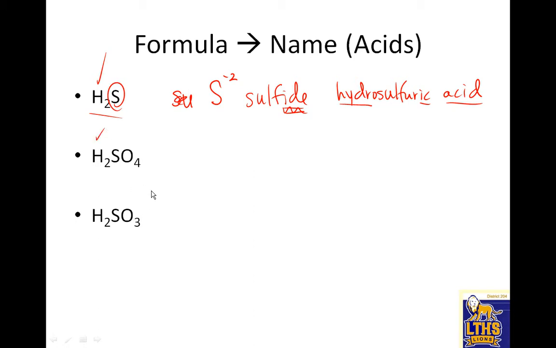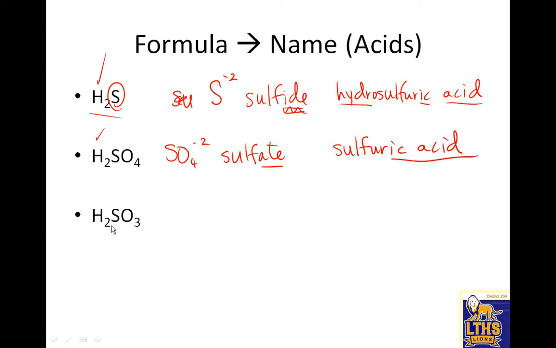H2SO4. It's an acid. It comes from SO4 negative 2, which is sulfate. Sulfate turns into -ic acid: sulfuric acid. And then H, it's an acid.